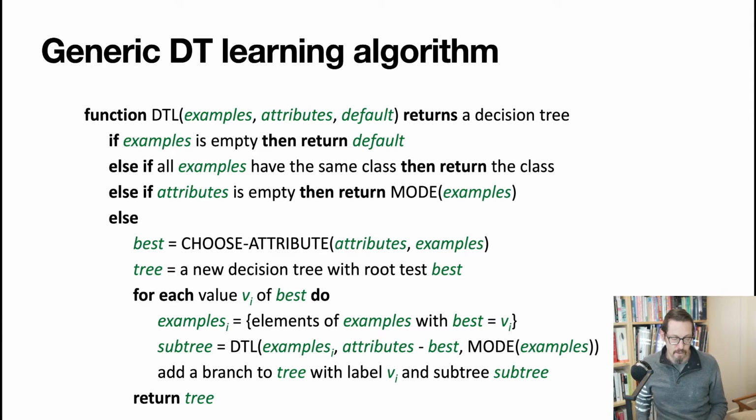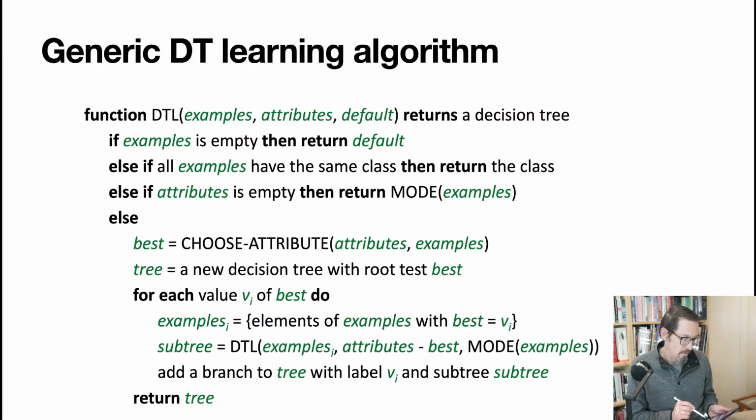So the basic algorithm in pseudocode looks like this. Okay? Remember, this is a recursive algorithm. So we're going to call this algorithm with a set of training examples, a set of attributes or features, and don't worry about default, okay?